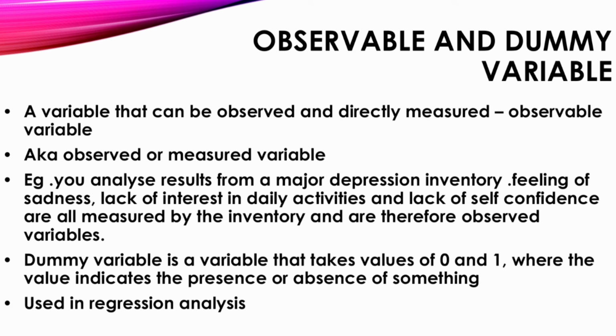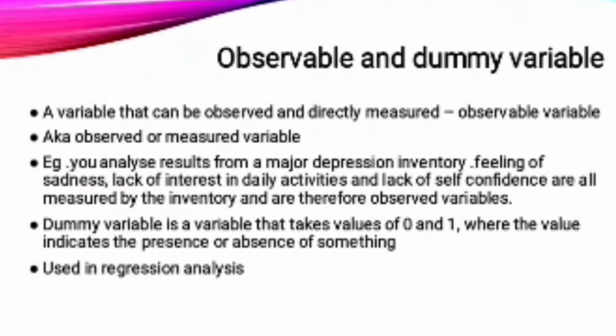And the next one is the dummy variable. These are variables that take values of 0 and 1, where the value indicates the presence or absence of something. These are basically used in regression analysis, and dummy variables are also known as pseudo variables, because they are just used for the presence or absence of something. This is mainly used for the purpose of algebraic manipulation.